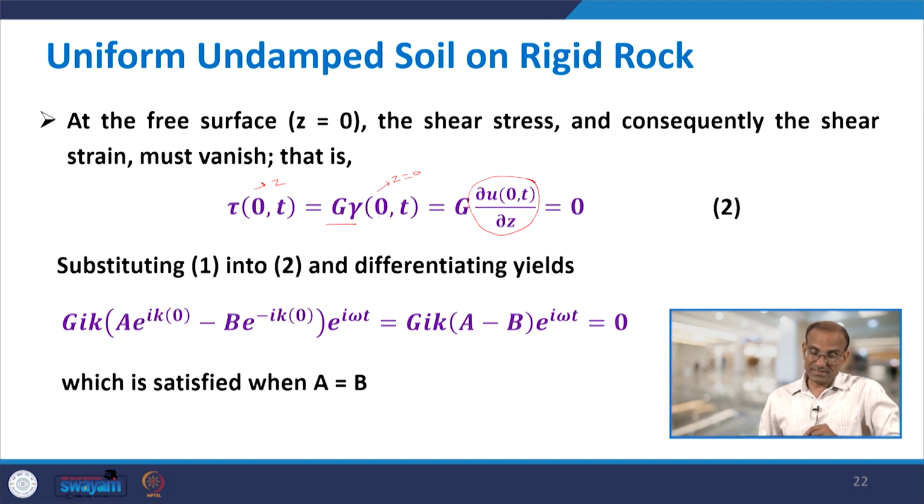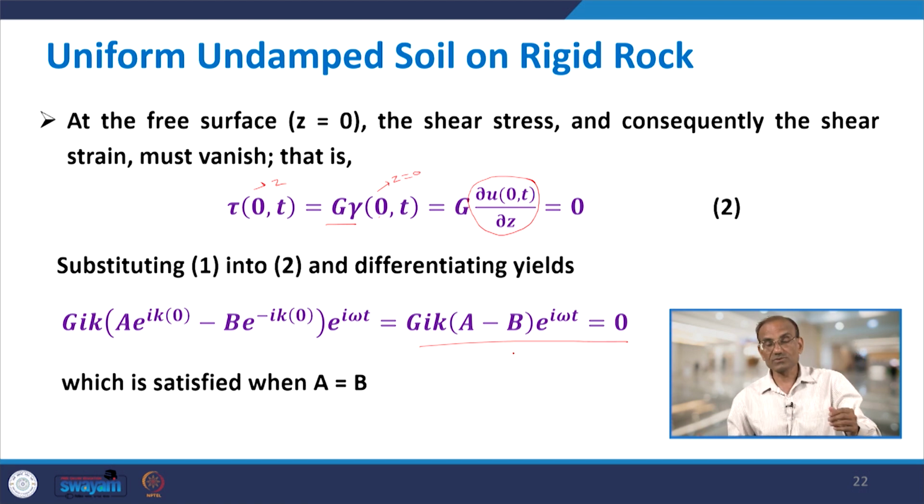Applying this condition, substituting in equations 1 and 2 and differentiating, we get this condition: G i k (A minus B) e^(i omega t). Now, to satisfy this equation, there is only one solution possible, A equal to B, or another solution could be that both A and B are 0, but that solution will not give any amplitude. So, if A equal to B, then this equation will be satisfied.